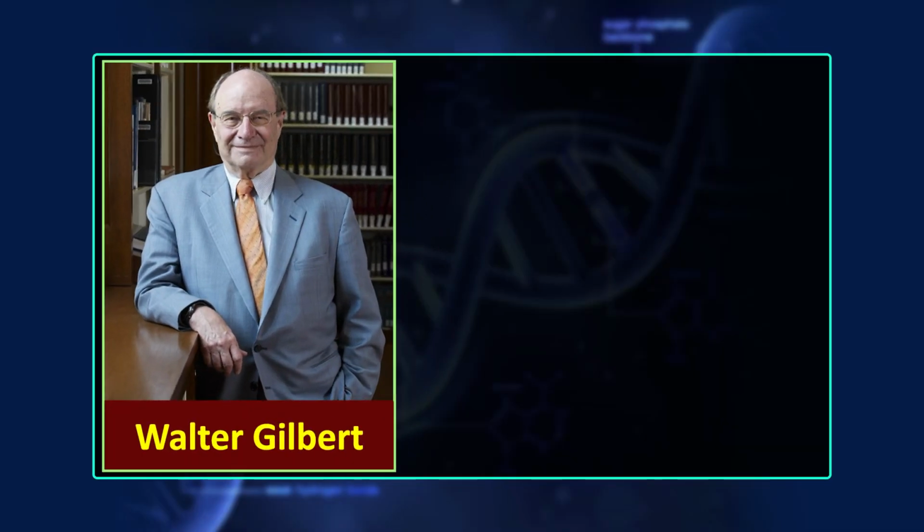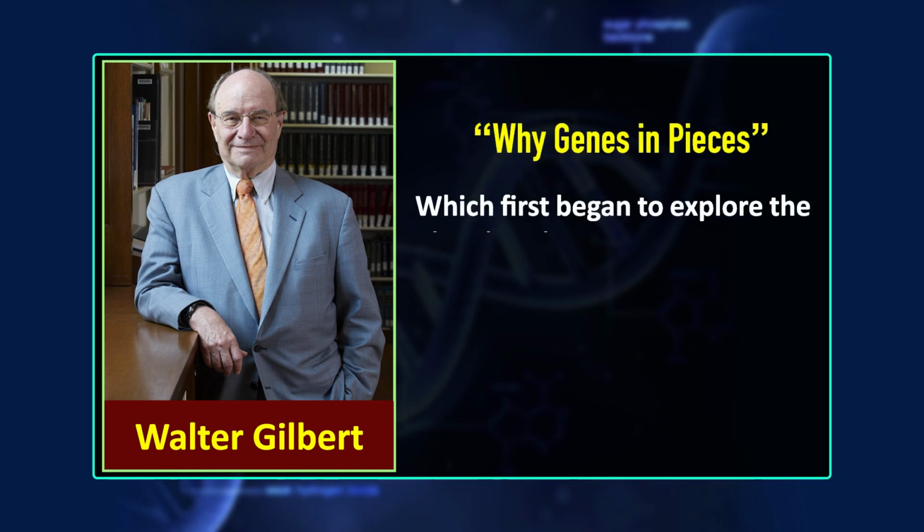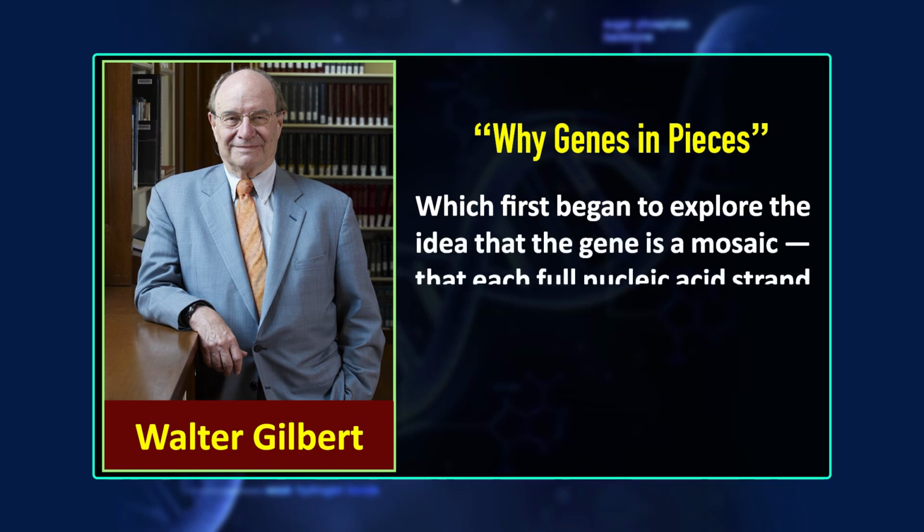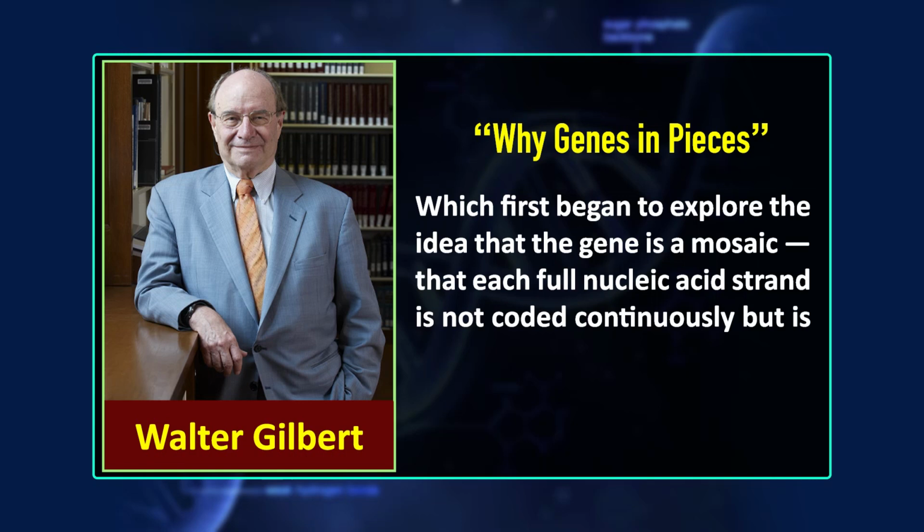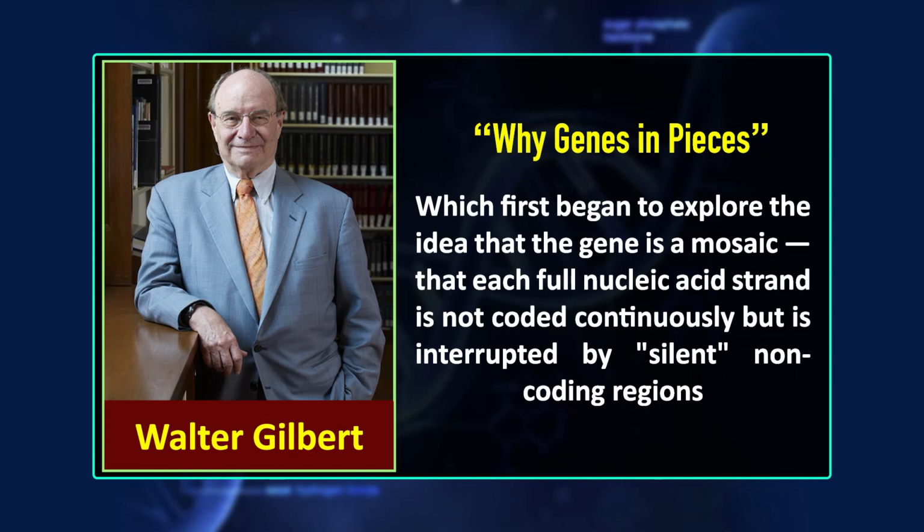In 1978, Walter Gilbert published Why Genes in Pieces, which first began to explore the idea that the gene is a mosaic, that each full nucleic acid strand is not coded continuously but is interrupted by silent non-coding regions. This was the first indication that there needed to be a distinction between the parts of the genome that code for proteins, now called coding regions, and those that do not code, which are known as non-coding regions.